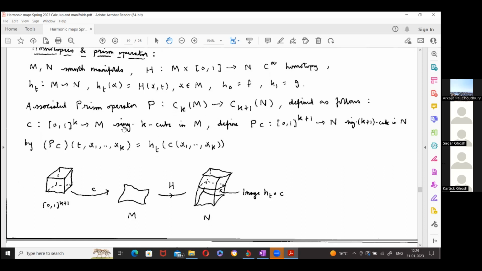So this is the prism operator. We've defined it for k-cubes, and then by linearity it extends to k-chains. So it's going to map k-chains in M to (k+1)-chains in N.